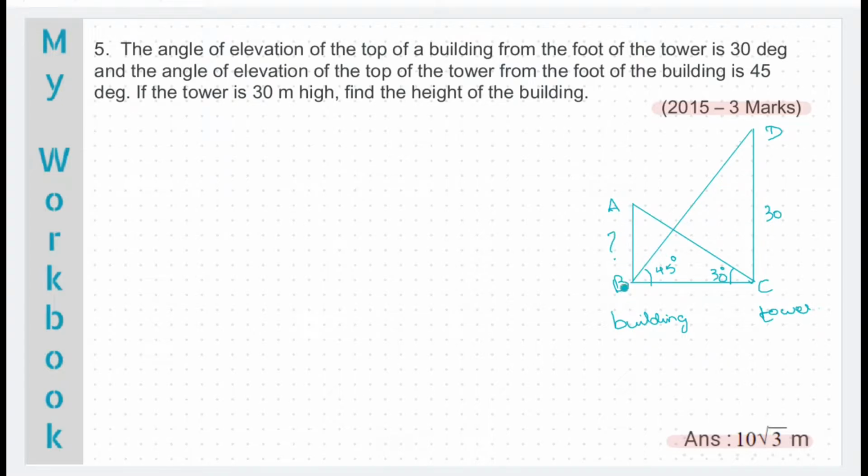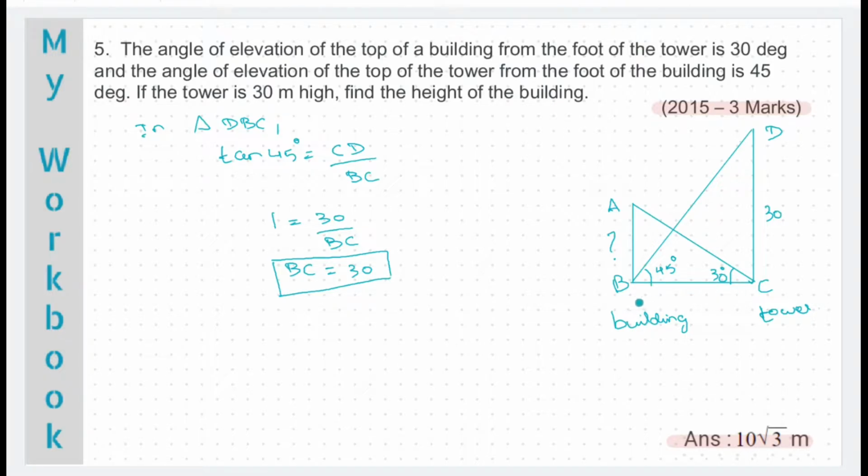So let's choose the triangle DBC first. In triangle DBC, tan 45 degrees is the opposite side CD divided by the adjacent side BC. Now tan 45 is 1, CD is 30, which is the height of the tower. BC is unknown. From this we can find BC as 30. So we have found the base BC.